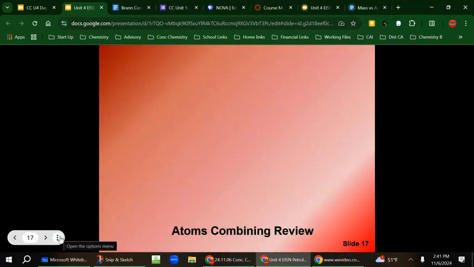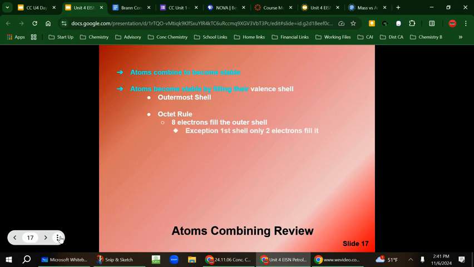Just a quick review. Atoms combine. Why do atoms combine? They combine to become stable. They can become stable by filling their valence shell. Their valence shell is their outermost shell. And they can do it 3 ways. What are the 3 ways an atom can fill its valence shell? Gaining, losing, and sharing electrons. 8 electrons fill the outer shell. The exception would be the first shell, which only needs 2. Okay? And we fill our outer shell or energy level by gaining, losing, or sharing electrons.